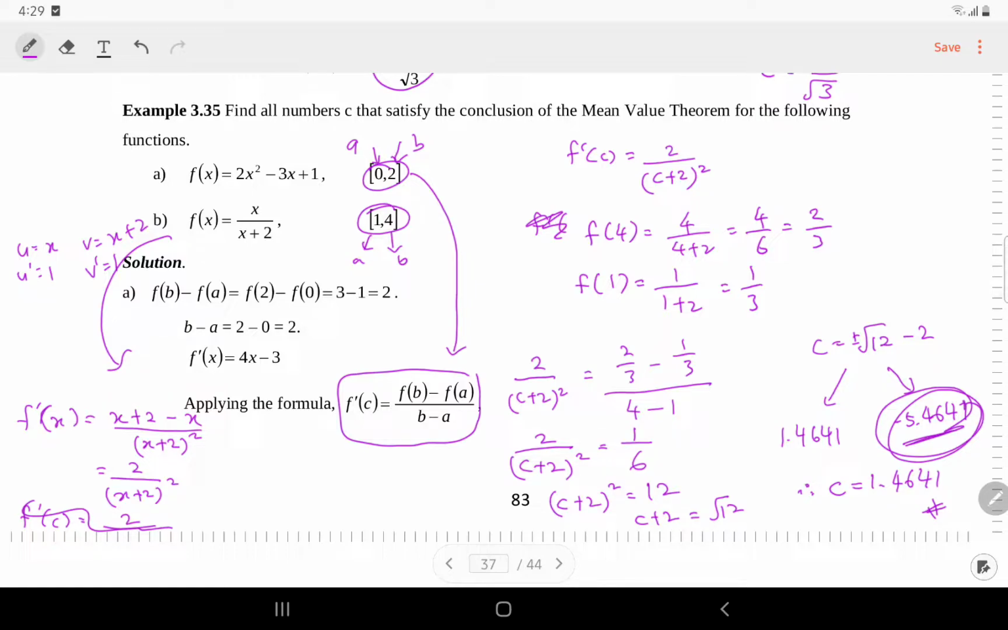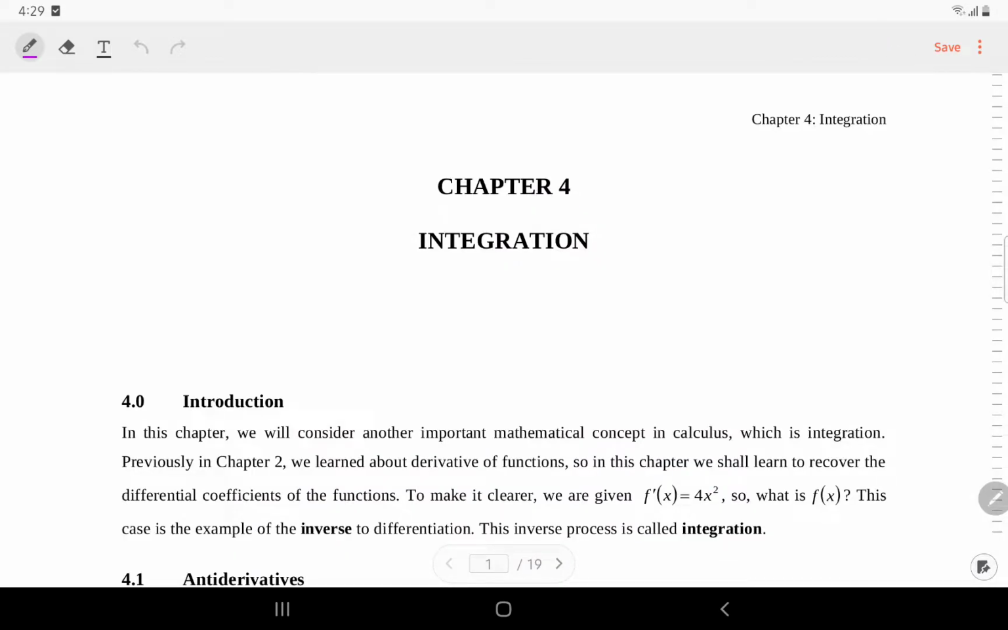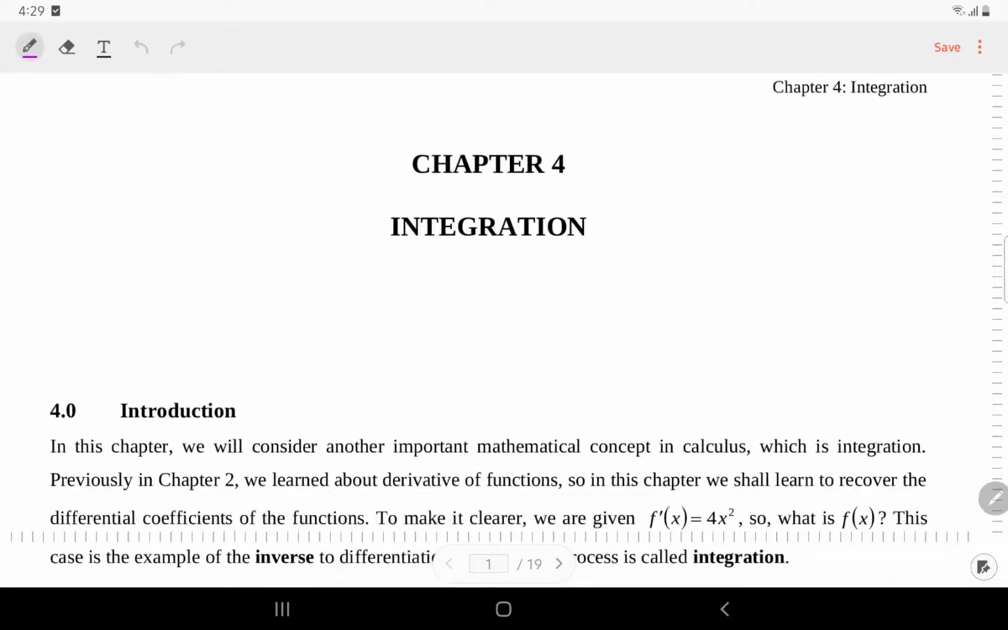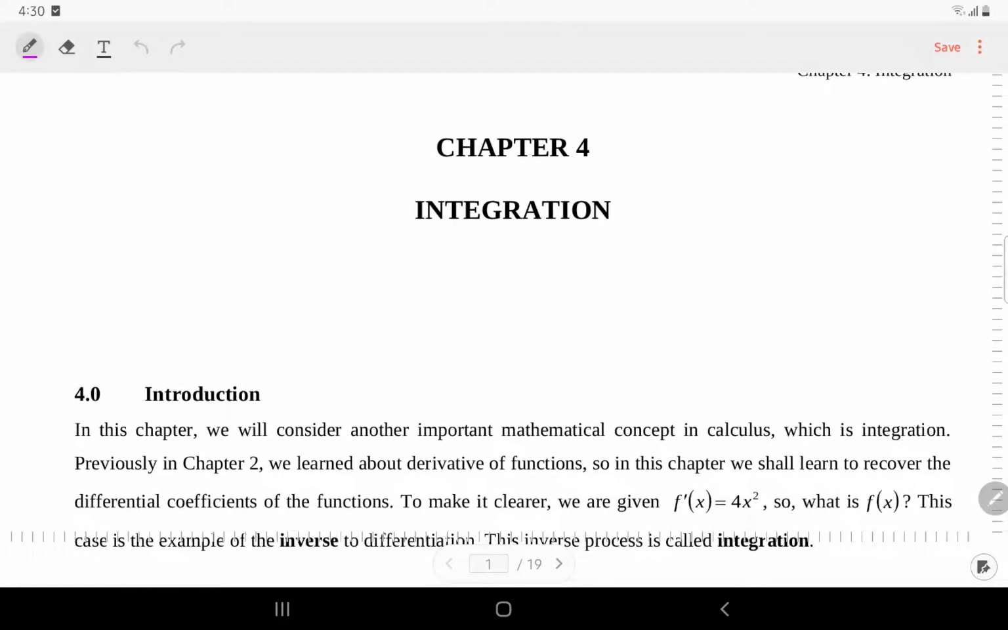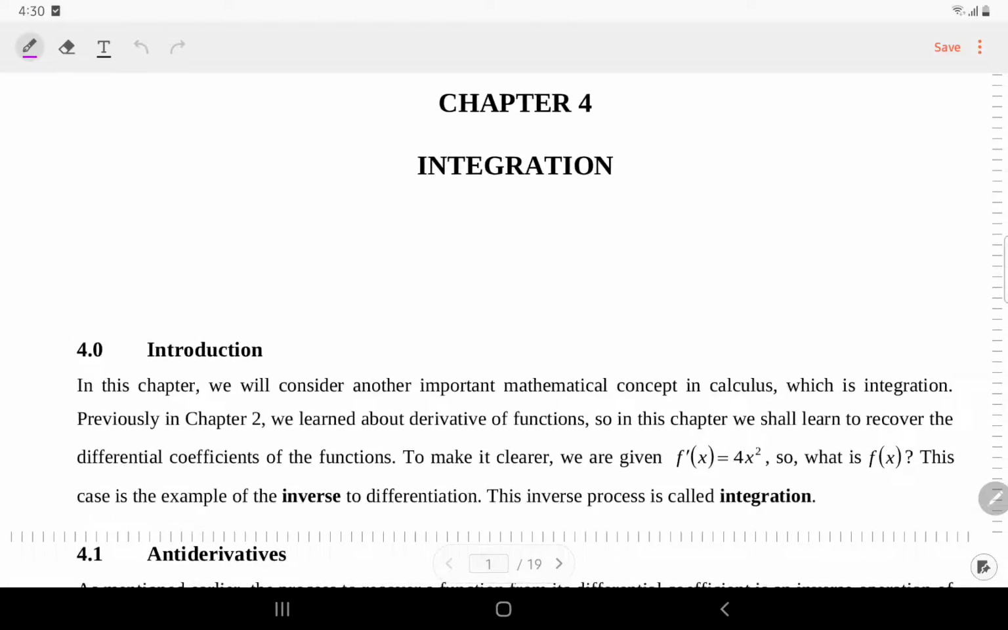Okay, that's all for the topic of Rolle's theorem and mean value theorem, meaning that we have finished chapter 3. So kita straightly proceed to the new chapter. Okay, this is our new chapter, which is chapter 4. We are going to learn about integration. For this week, we just have to cover the basic integration.